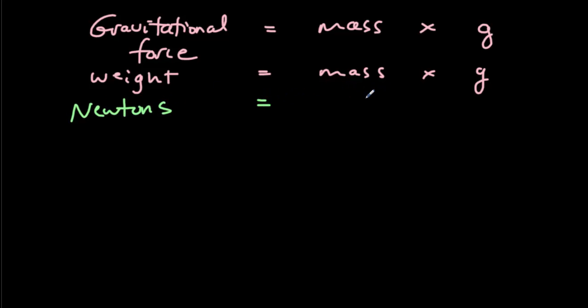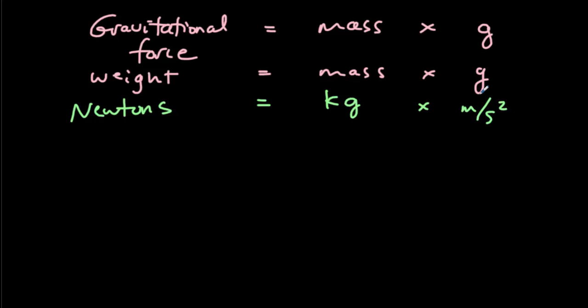The SI units for mass are kilograms. So it's kind of a mistake when you say, my weight is 65 kilograms. That's really your mass. Your mass is 65 kilograms. And the units for an acceleration, the acceleration due to gravity, are meters per second squared.